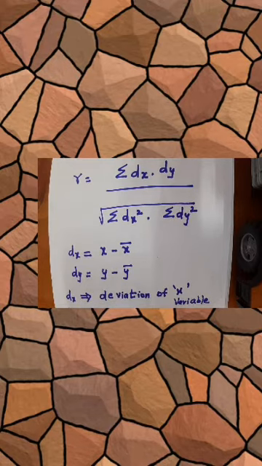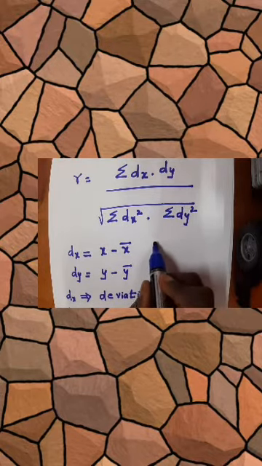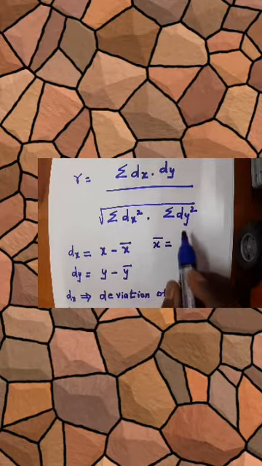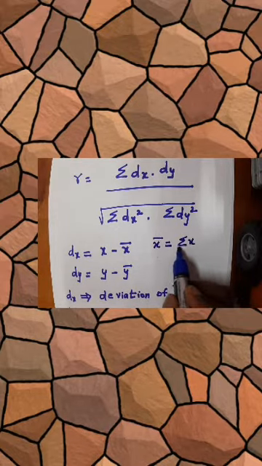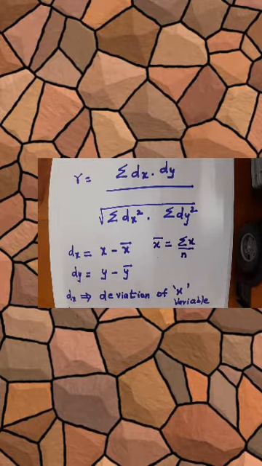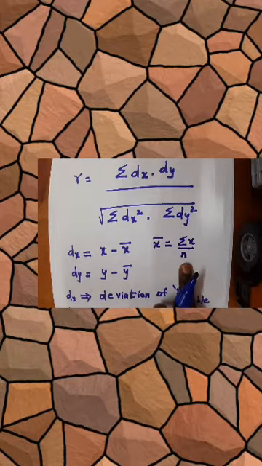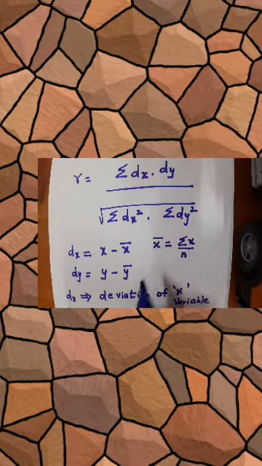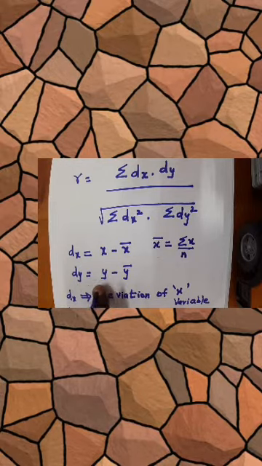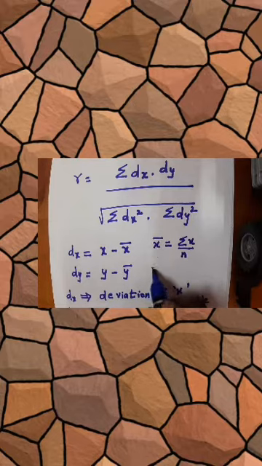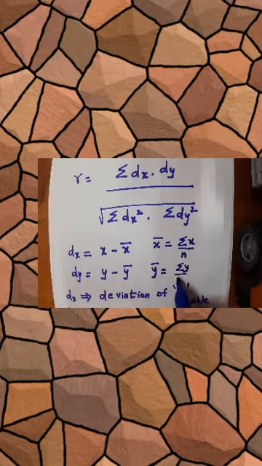Okay, what is x bar actually? X bar is nothing but arithmetic mean, or you can say average. How we are going to calculate x bar? X bar is nothing but summation of x divided by n. Summation of x means you're going to add the total x variable divided by number of terms. You would have studied in your class 11. Similarly, dy is nothing but deviation of y variable. The formula for dy is y minus y bar. How are you going to calculate y bar? Y bar is equal to summation of y divided by n.